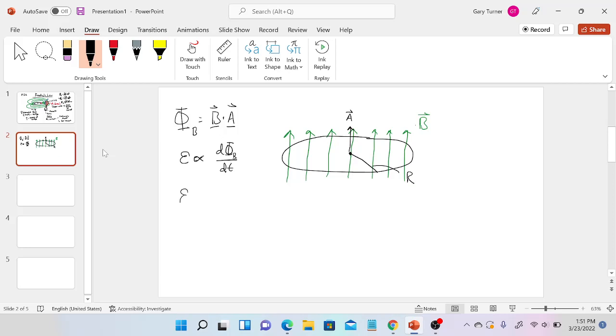So formally, this is going to be d phi dt with the negative sign. The negative sign will play a very important role in determining what direction the current is flowing, and this is known as Lenz's law. And this is known as Faraday's law.